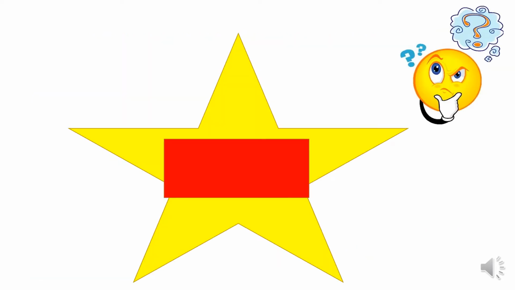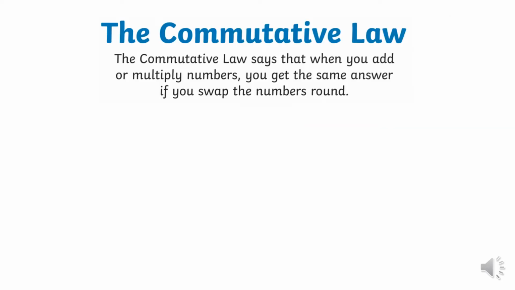Now in yesterday's video, we explored a new word. It's a star word that we didn't share at the beginning of today's lesson. Do you remember what it is? It begins with a C. It's a very long word, commutative. Can you say that? Commutative.